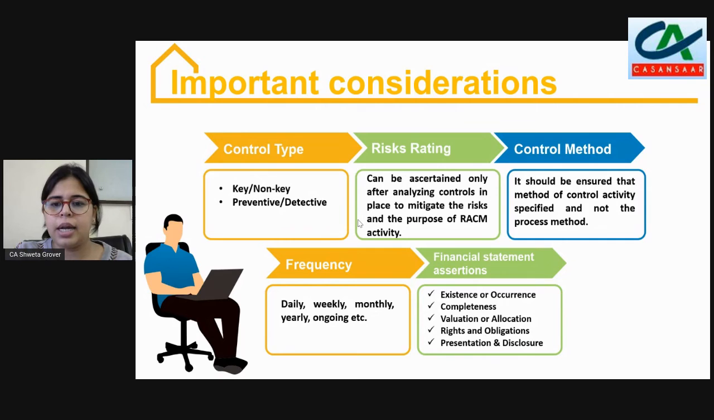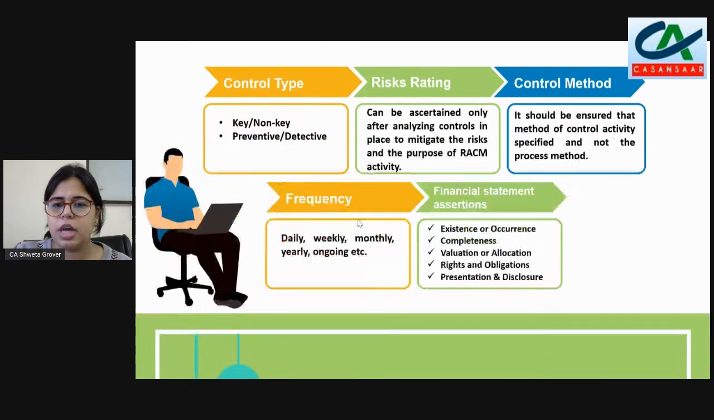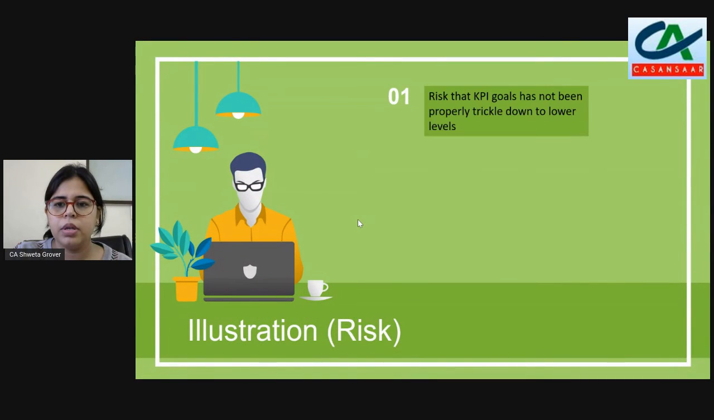Now, as I said earlier, I am going to take one example on risk and one example on controls. My first example on risk: I'll give you a brief background of exactly what this risk is. Let's take an example. I am doing an audit of performance management of an organization. I have noticed that during their performance activity, they have KPI setting in place, that is key performance indicator. When they are doing this KPI setting, we have noticed that KPI goals have not been properly trickled down to lower levels.